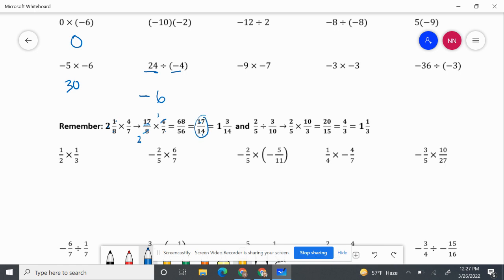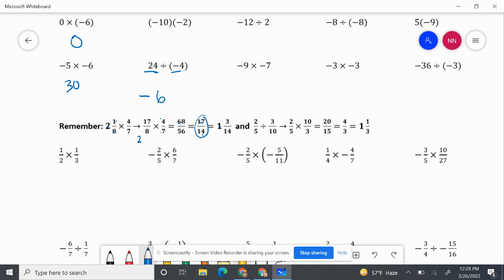Some students don't like to cross cancel. So what they do is they multiply across. 17 times 4 is 68. 8 times 7 is 56. And then they reduce it. 14 goes into 17 one time with a remainder of 3 over 14.